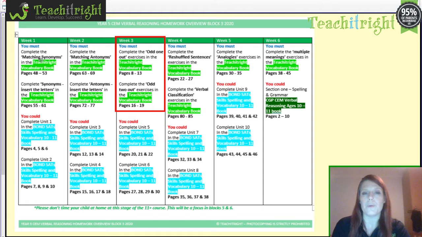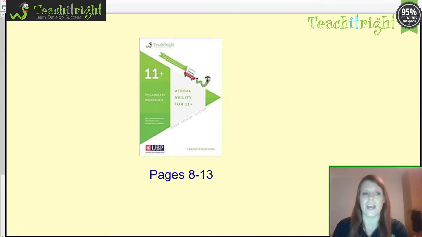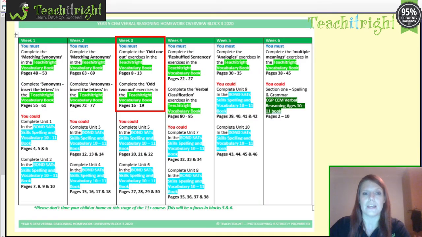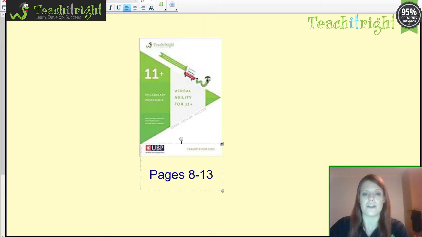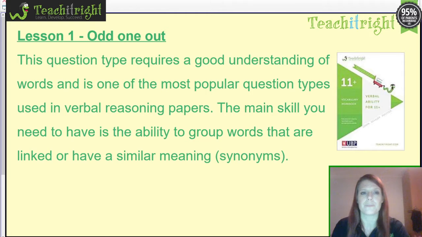So this week we were completing the odd one out and then the odd two out exercises in your Teach It Right vocabulary book, which is this one, starting on page 8. Pages 8 to 13 were the odd one out, and then we were moving on to odd two out, which takes us up to page 19. So starting with 8 to 13, lesson 1.